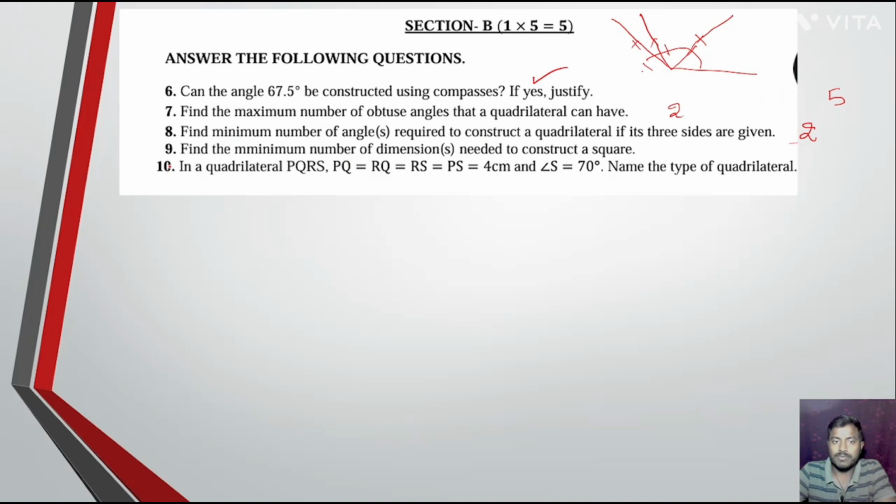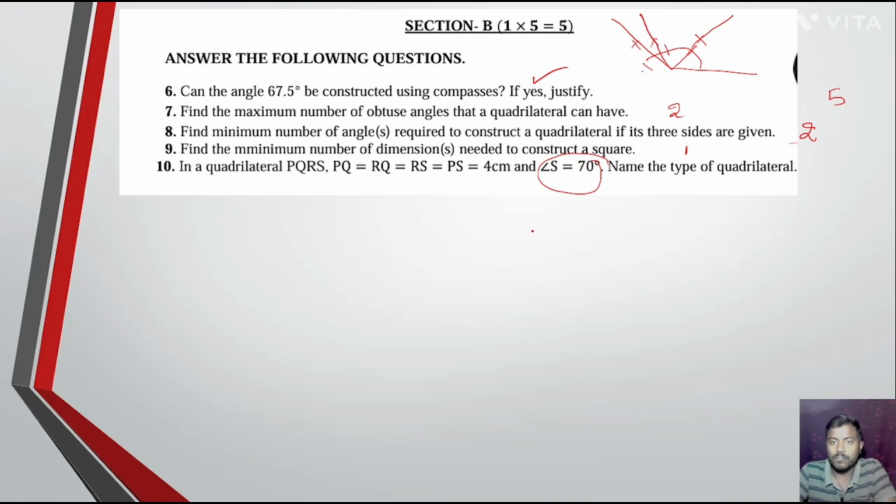Next, question number 9. Find the minimum number of dimensions needed to construct a square. That is 1, any side. Question number 10. In a quadrilateral PQRS, PQ, RQ, RS and PS are equal to 4 and angle S is equal to 70. Name the type of the quadrilateral. It must be a rhombus, because if the angle is 90, then it is a square. The angle is not equal to 90, so it is a rhombus.